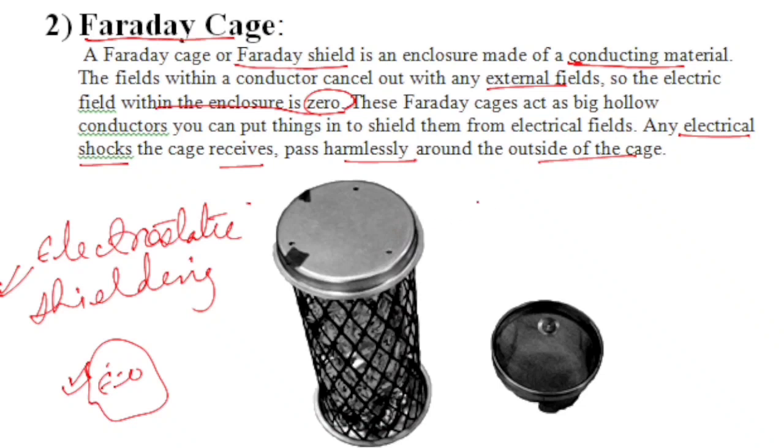Right? You must know these things. The electric field inside the conductor is 0 and this Faraday cage is made up of that conducting material. Inside the conducting material, electric field is 0. So you put all those substances inside this Faraday cage which you want to protect from the electrical shocks. So based on this, there are some questions, right? Hope you understood this paragraph.